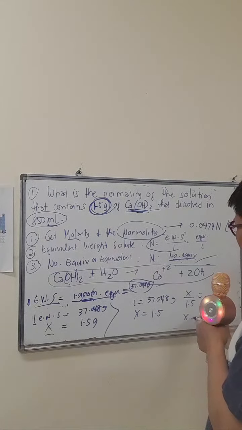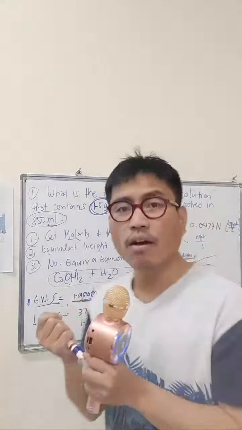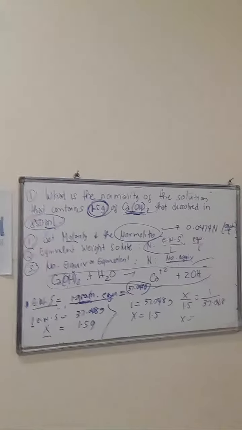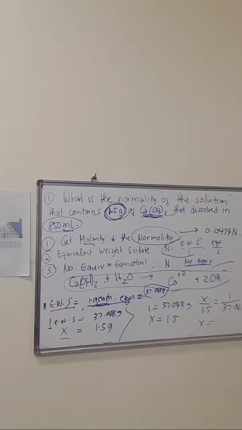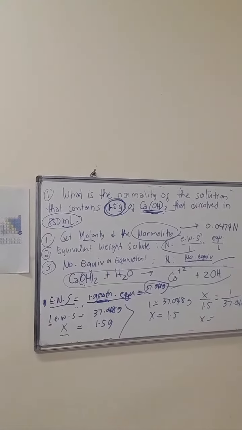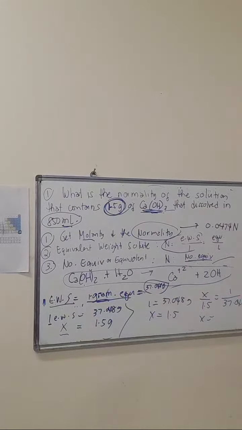So therefore, X is equal to this one divided by 1.5. That's all it is. There's no integration, differentiation, there are no limits. It's not differential equations. It's very easy to manipulate, and this is not even a polynomial. You get the point? So, 1.5 divided by 37.048 is equal to 0.0404.